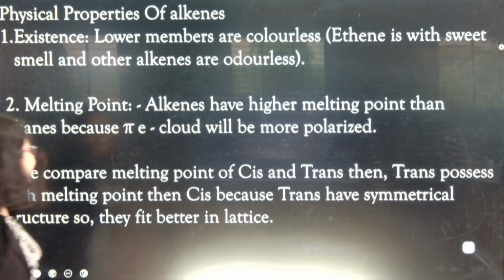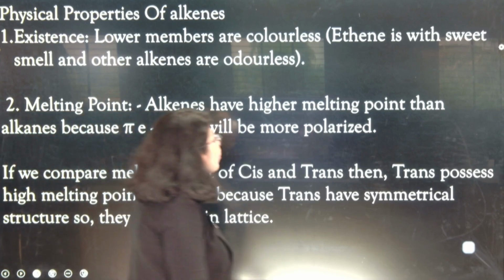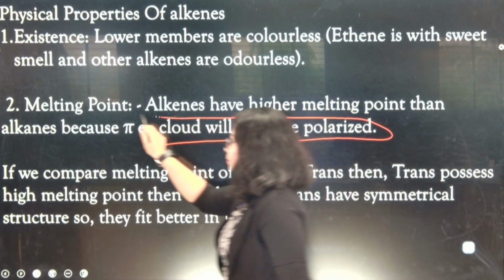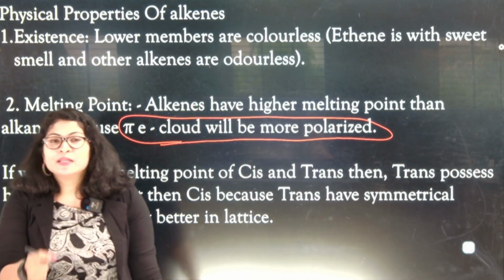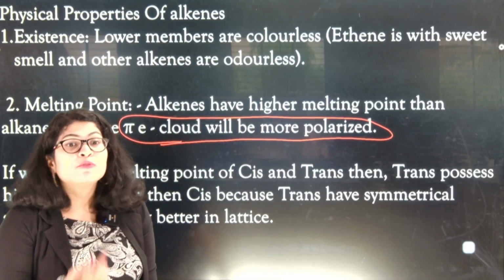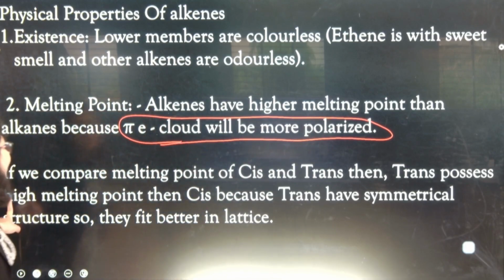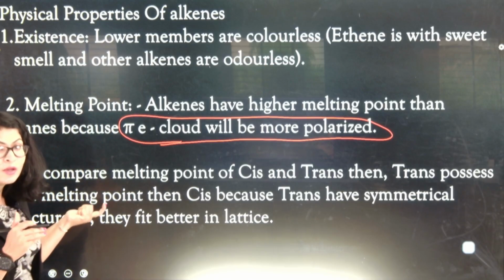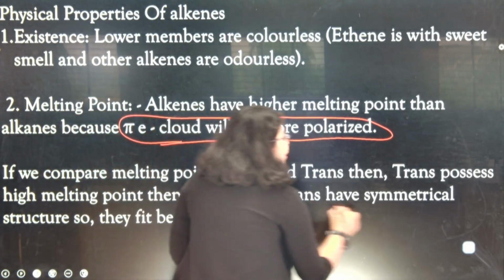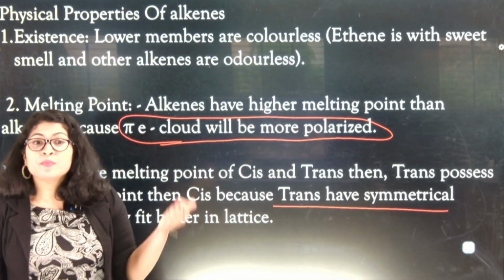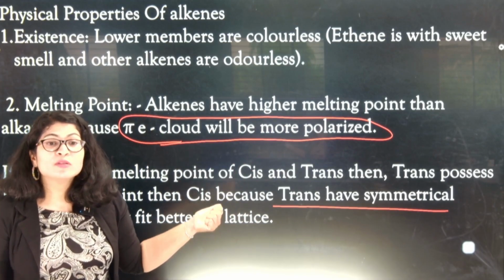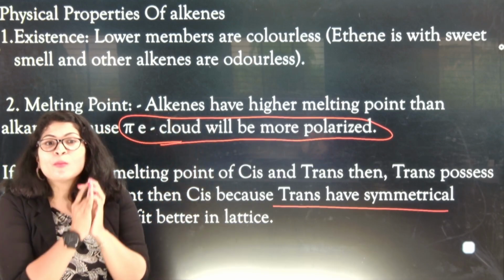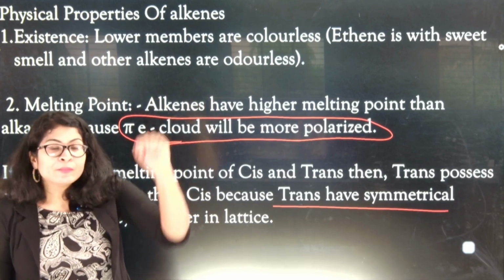And then if I look at the melting point, alkenes have higher melting point than alkanes because the pi electron cloud will be more polarized. Although not much, a certain degree of polarization starts developing from alkenes itself. If we compare the melting point of cis and trans, then trans possesses higher melting point than cis. Why? Because trans has a symmetrical structure. Again remember, melting point is entirely based upon symmetry. Now, trans being more symmetrical, they fit into the crystal lattice properly, therefore they will have a higher melting point than the cis isomer.